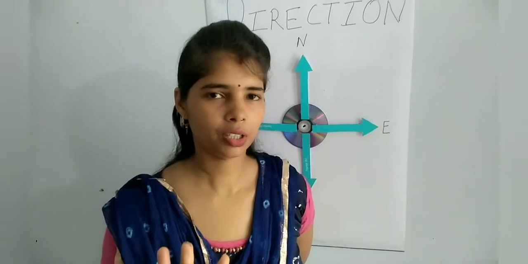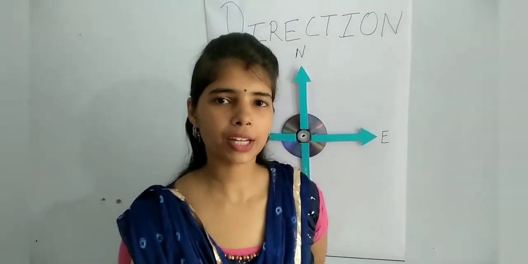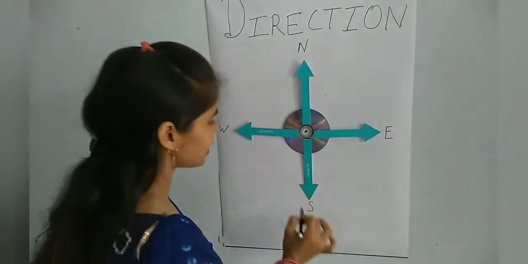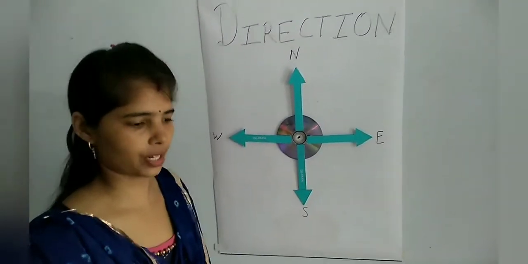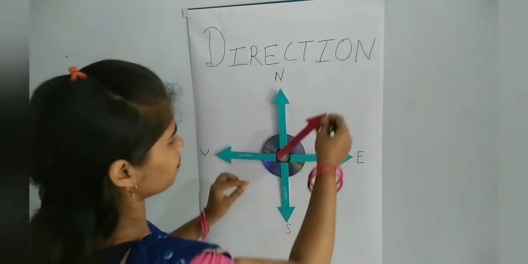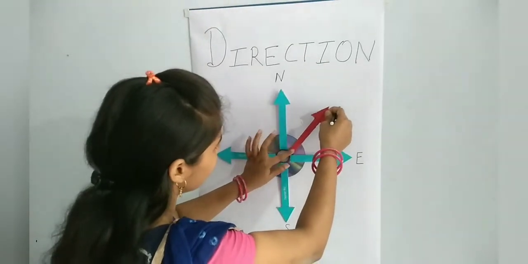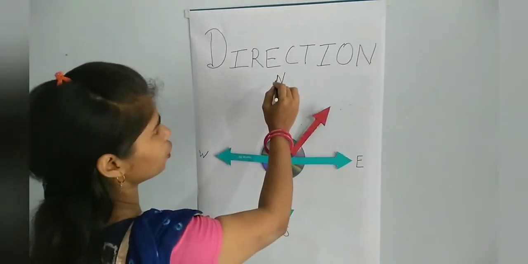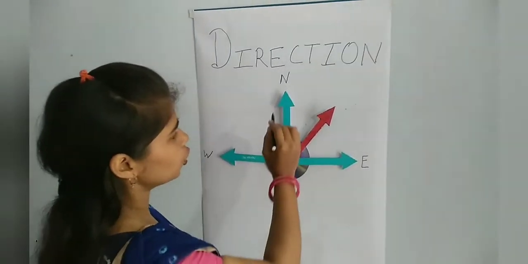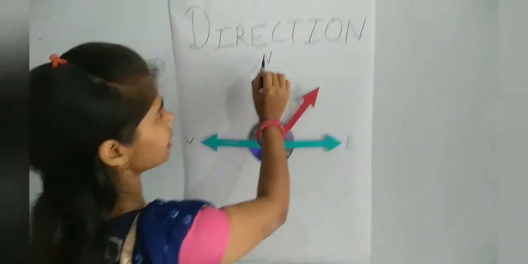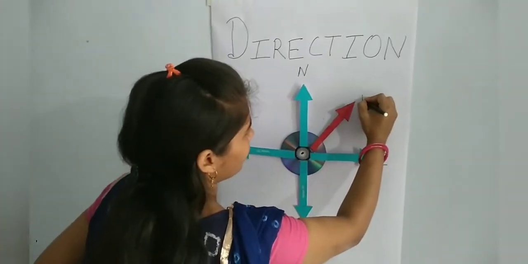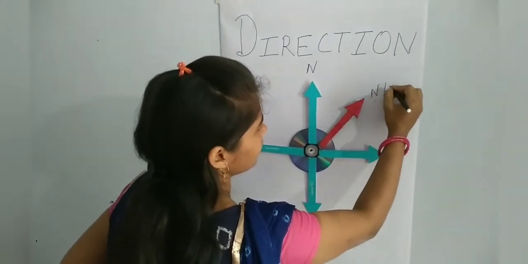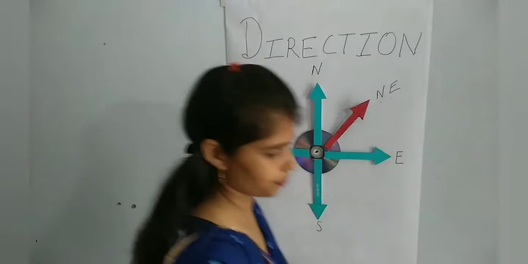And now I am going to teach you the four sub-directions. So how are we going to make our sub-directions? We are going to use north and south to make our sub-directions. So again we are going to take one arrow and we will paste this arrow just between the north and east. As I have told you before, we are going to use north and south to make the sub-direction arrows. So we will take north and east. So this is northeast.